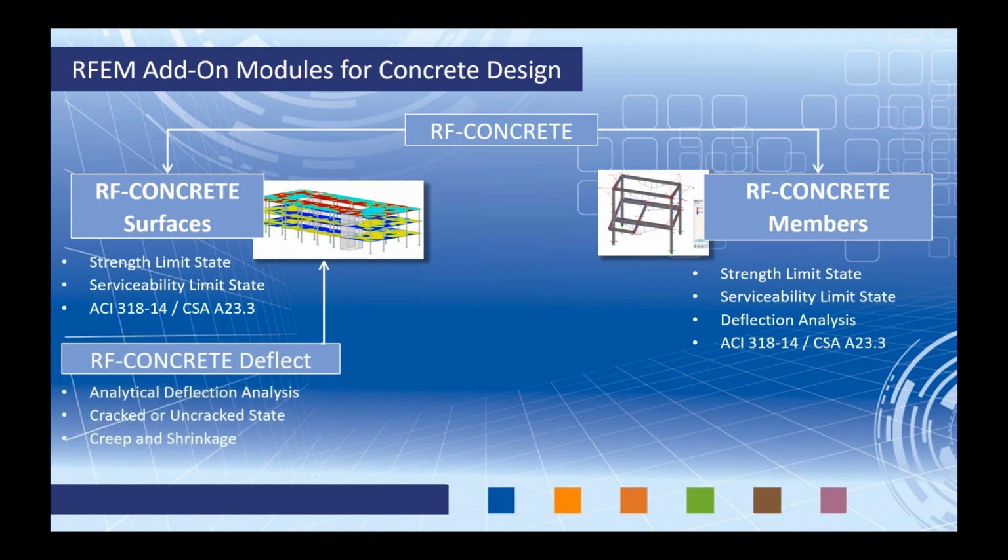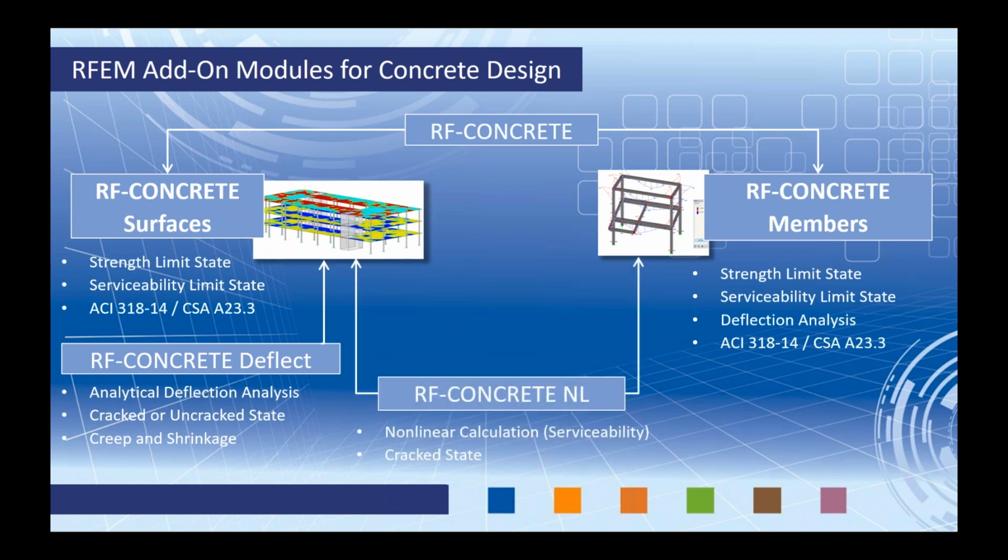Now, as I just mentioned, we do have the add-on module extension RF-CONCRETE Deflect. RF-CONCRETE Surfaces is required in order to activate this module extension. This allows us to take a look at the analytical deflection analysis of 2D surfaces in the cracked or uncracked state with consideration to creep and shrinkage.